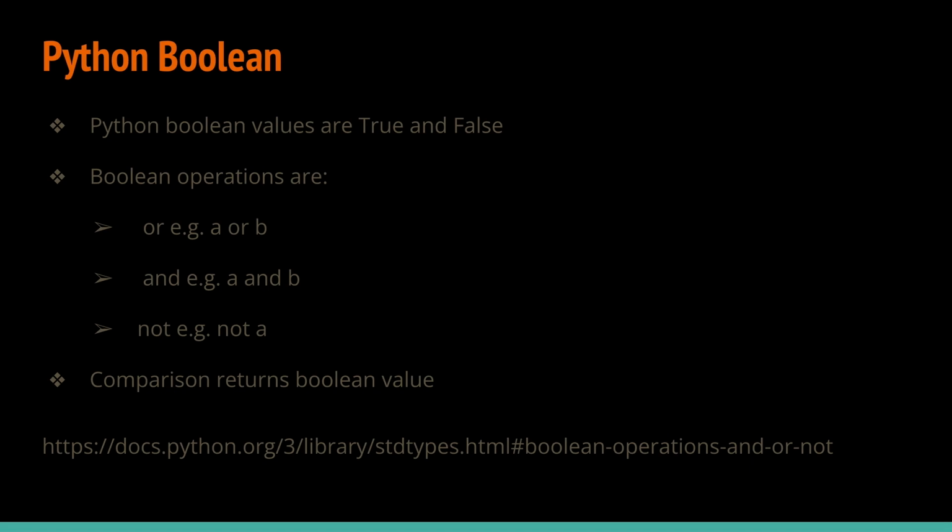Let's talk about Python Boolean. Boolean is a data type which represents the truth value of an expression. The possible values of a Boolean are either true or false.